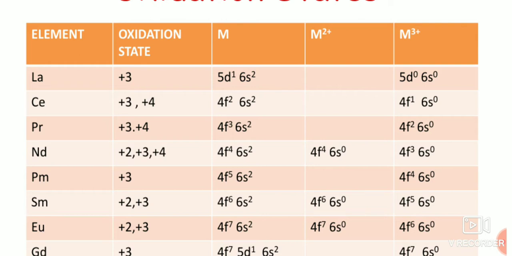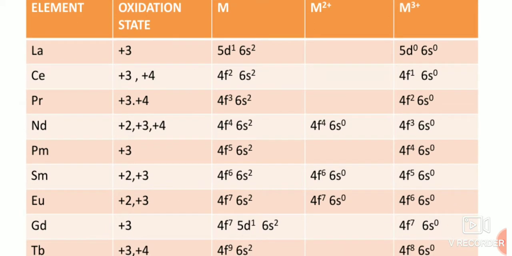Coming to cerium, it is exhibiting +3 and +4. So we have metal having 4f2 6s2 configuration, so 2 electrons will be lost from 6s orbital, so it has become 6s0, and the other electron from f orbital, so it is written as 4f1 6s0. So in the same way, the following electrons, their oxidation states are written. Okay, for praseodymium it is 4f2 6s0 +3. So +4 is not given.